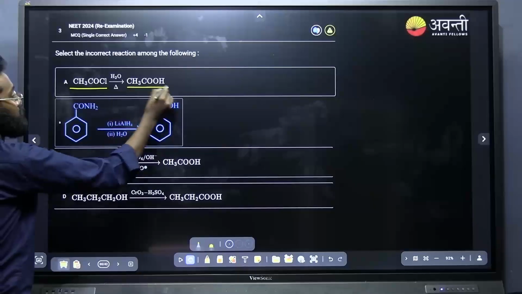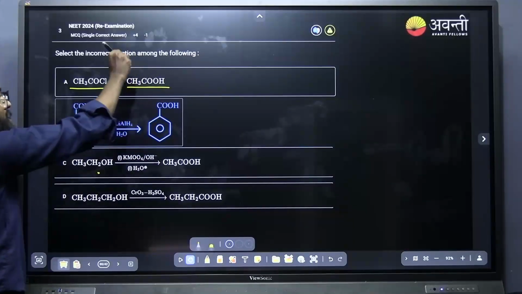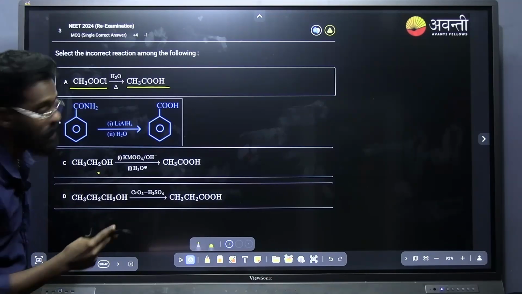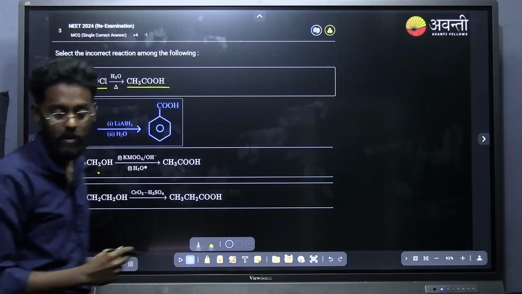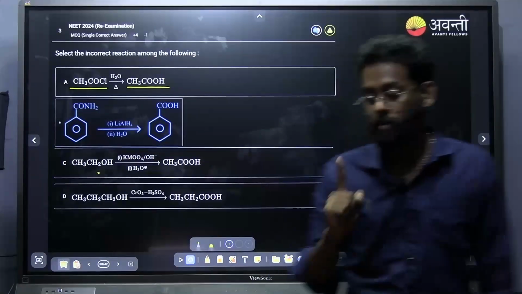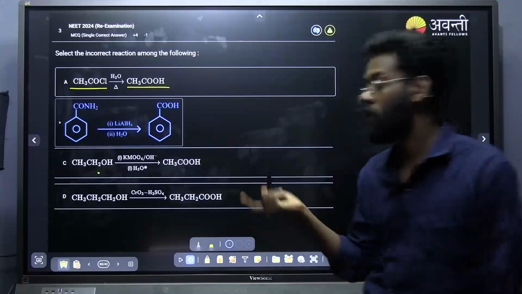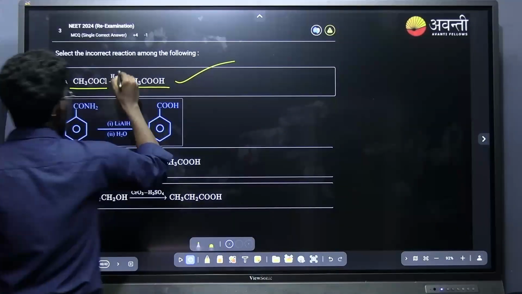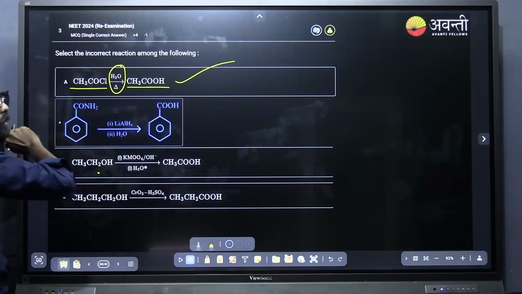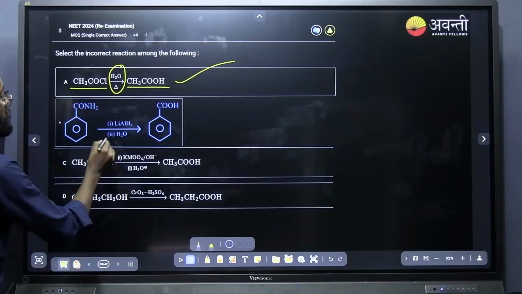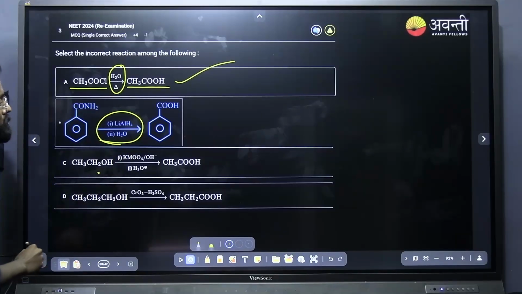Acid chloride, can it be converted to acid on water hydrolysis? I said to you, an acid derivative on water hydrolysis can be converted to acid. So this is the correct one. Water hydrolysis of acid chloride or acid derivative can give CH3COOH. What about this guy? Lithium aluminum hydride with CONH2, amide. Is it correct or wrong?